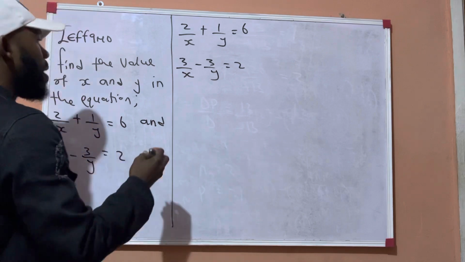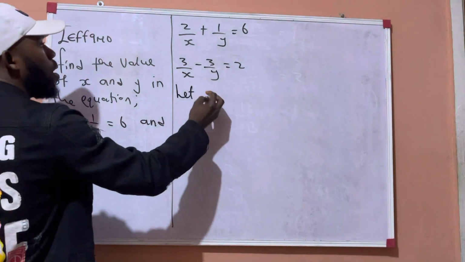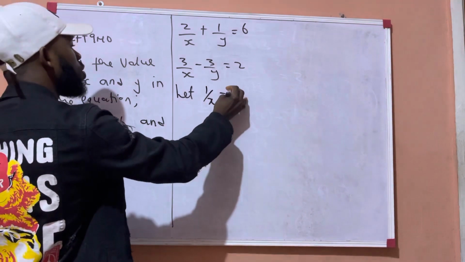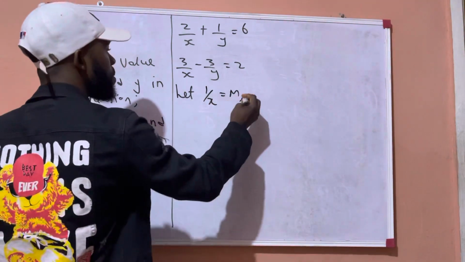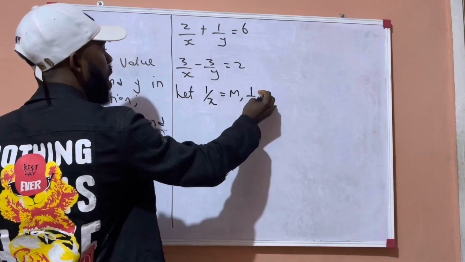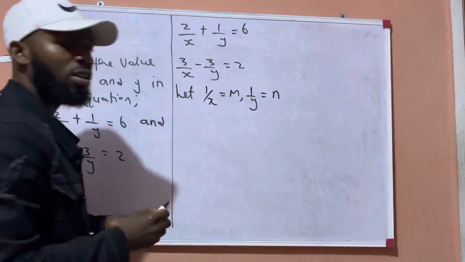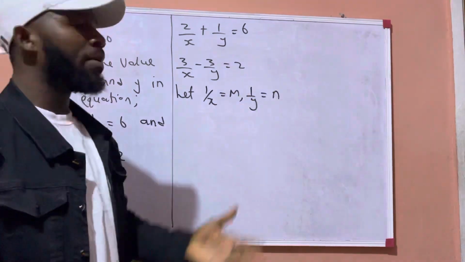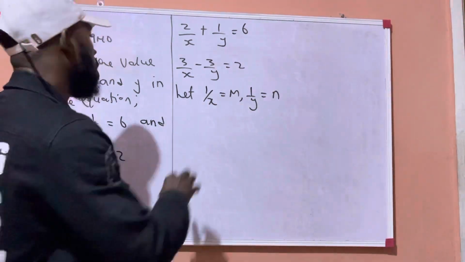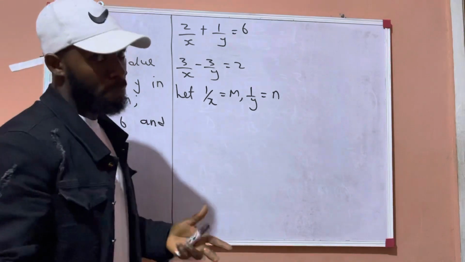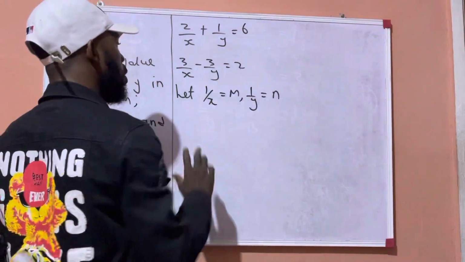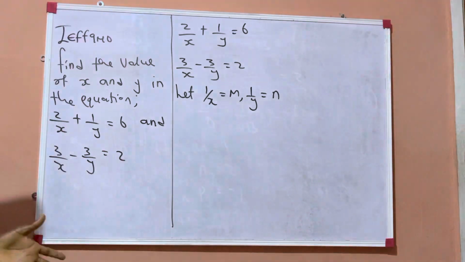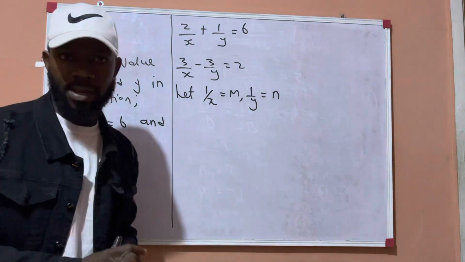You say, let 1 over x equal m, and 1 over y equal n. Now you can use any variable. You can choose to use p and q, or a and b. It doesn't matter, but make sure 1 over x is m or a or b, depending on what you want to use. But right now we are going to be using m and n as our variables representing 1 over x and 1 over y.